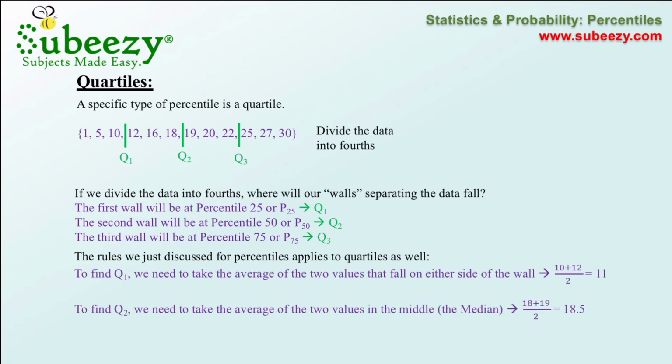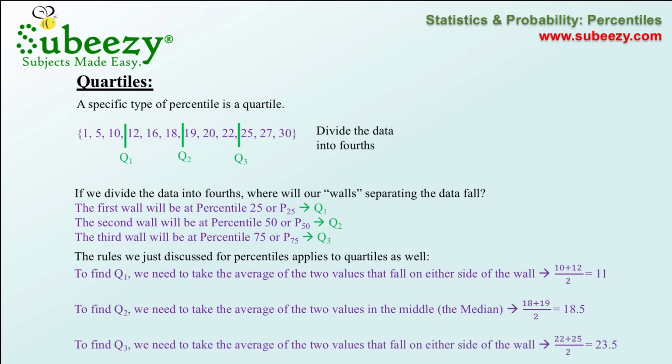To find Q sub 2, we need to find the average of the two values that fall on either side of the wall of Q sub 2. This is also the median. The average of 18 and 19 is 18.5. And to find Q sub 3, we also take the average of the two values that fall on either side of the wall Q sub 3. The average of 22 and 25 is 23.5.